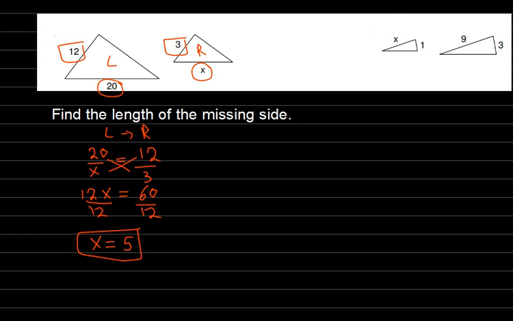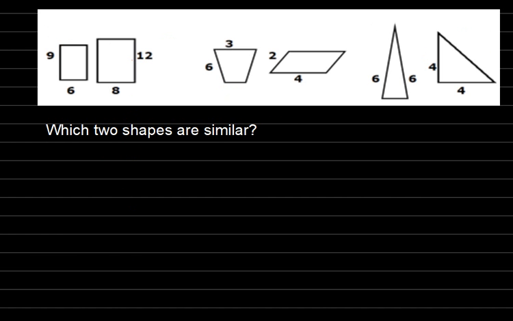We have other kinds of question that we're going to be looking at, which is which two shapes are similar. There are a few factors here. Similar shapes have the same length proportion and the same angles. So let's look at the first example here.